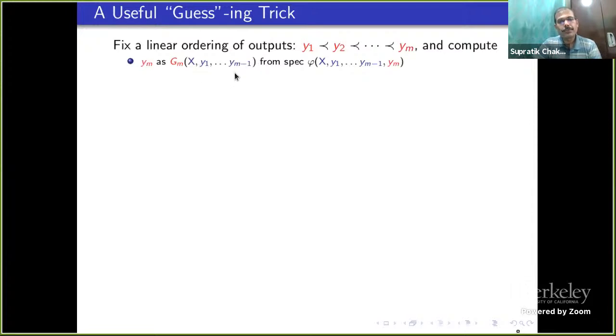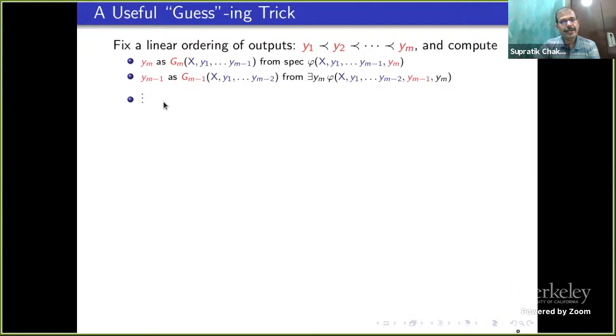So here I've shown the previous outputs in blue to suggest that these are really outputs of the system, but I want to treat these as inputs when I'm generating the last output, so that from this specification x and y1 through ym, I treat x and y1 through ym minus 1 as inputs, and I just generate ym in terms of this. Now this is for the last output.